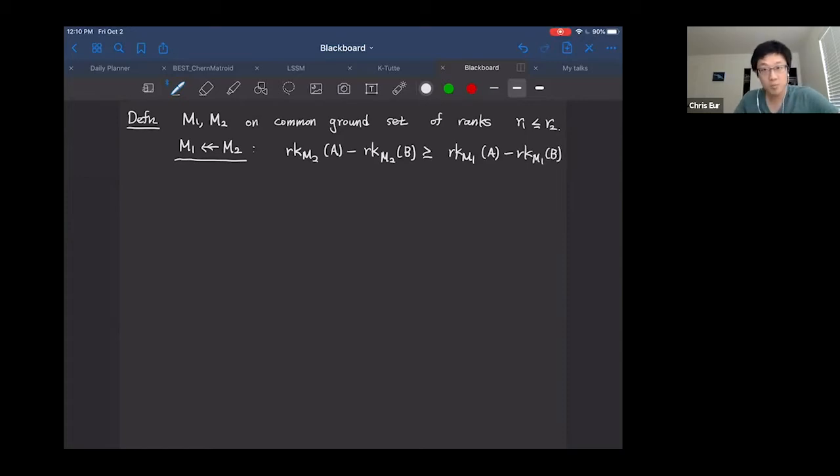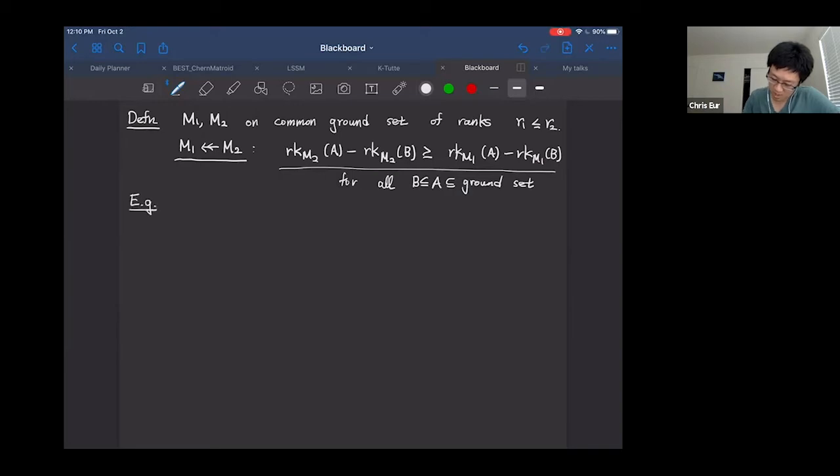So matroid M1 is called a matroid quotient of M2, or equivalently one says there's a matroid morphism from M2 to M1, if this inequality is satisfied for all B contained in A contained in the ground set, the common ground set of these two matroids. And geometrically, these exactly correspond to flags of two vector spaces.